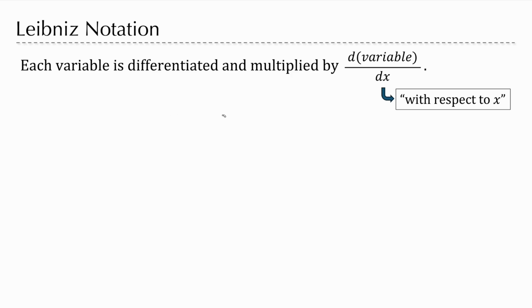But every time you differentiate a letter, you have to multiply it times d that variable over dx. And the denominator there, that dx, really just means that's kind of the variable we're working with, kind of like the independent variable. So we say that's with respect to x.